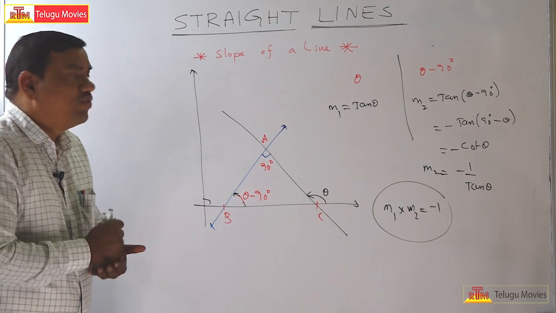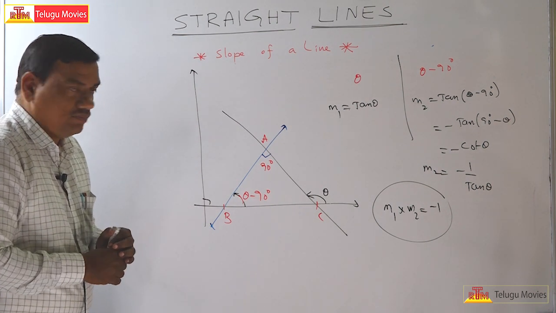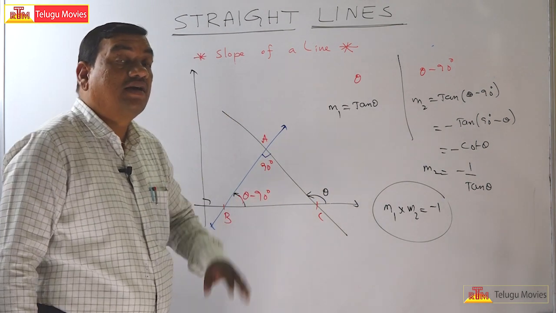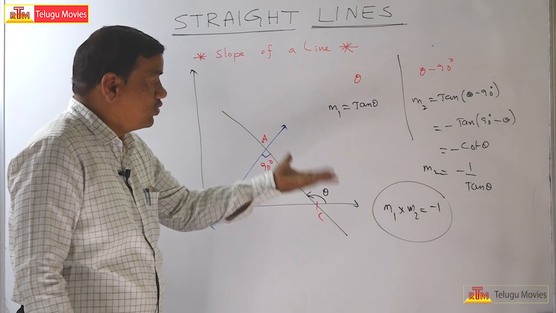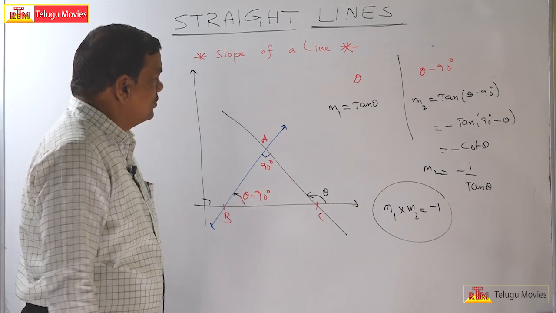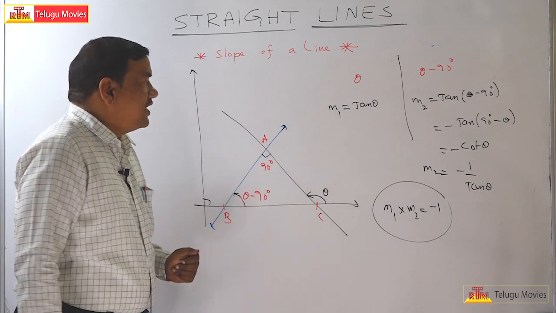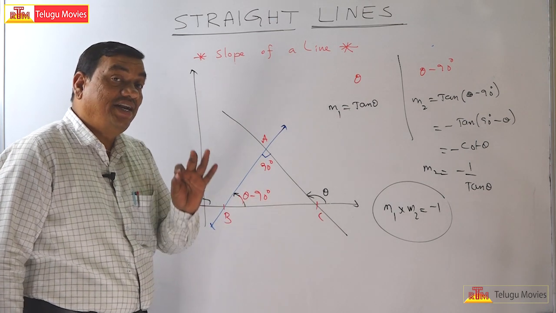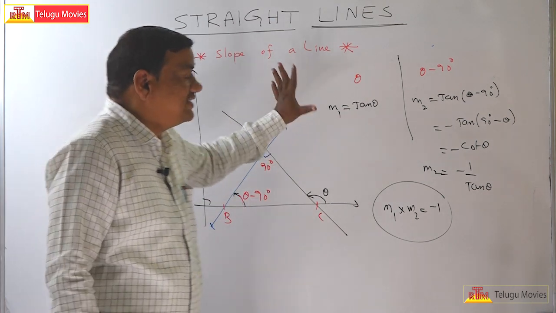So this is the proof of the concept: if two lines are perpendicular, the product of their slopes is equal to minus 1. Very nice concept. I hope you understand. The condition I already told, once again I mention: theta should not be 90 degrees, then only this case is valid.